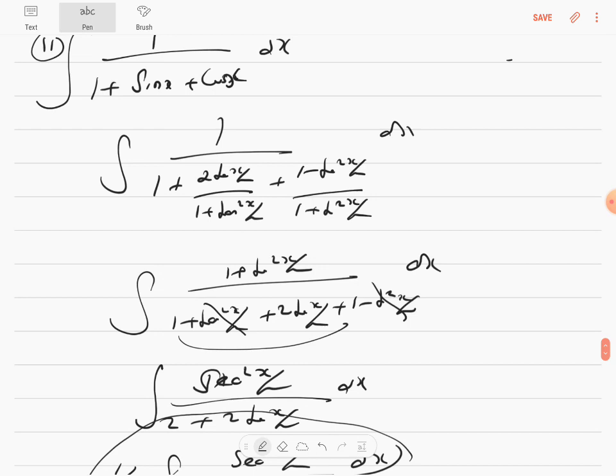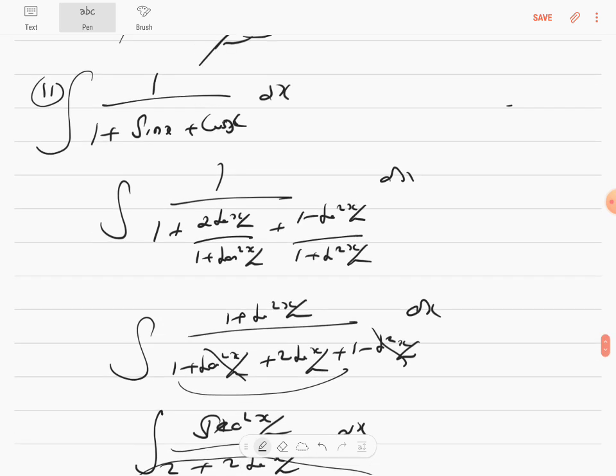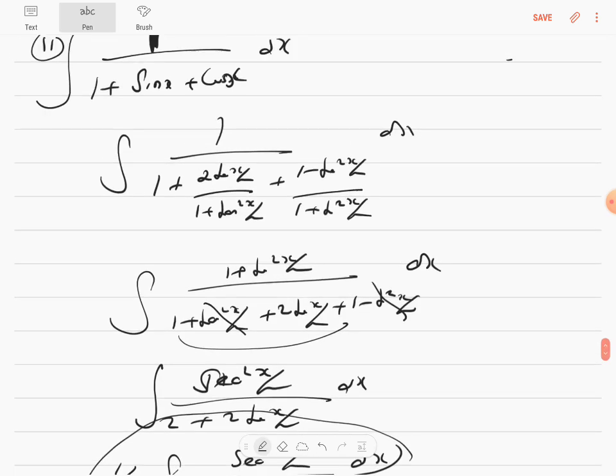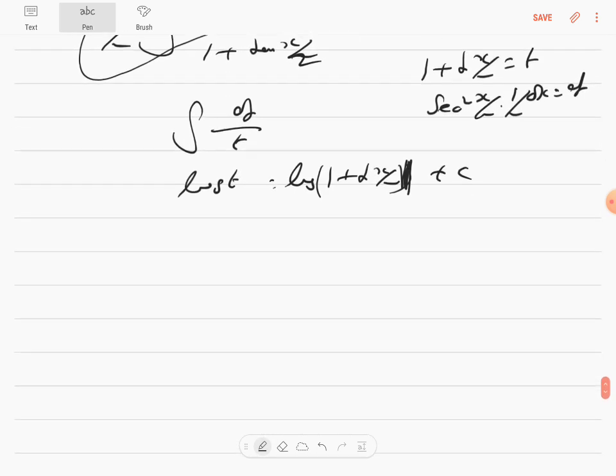Then what else do we do? You can write it as 2 tan x by 2 by 1 plus tan square x by 2 and 1 minus tan square x by 2 by 1 plus tan square x by 2. Provided there is a 1, that's when you can write it as secant square x by 2 on the top after taking LCM. So that makes this sum very important, okay.